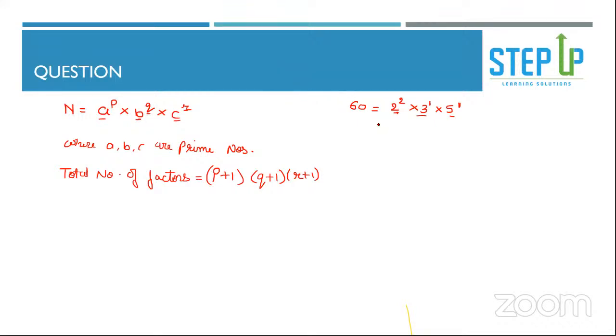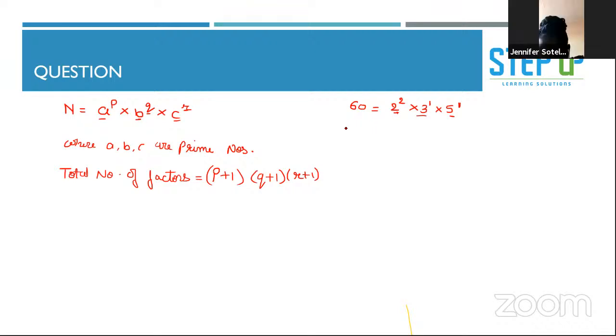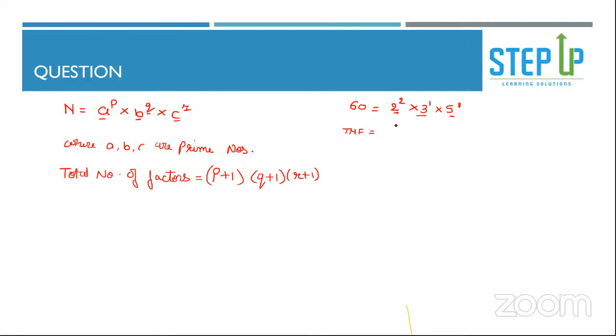All right. So in this case now, total number of factors will be equal to what? Take this 2, add 1 to it. Take this 1, add 1 to it. Take this 1, add 1 to it. This plus 1 we are adding everywhere. I'll tell you quickly why we are adding 1.